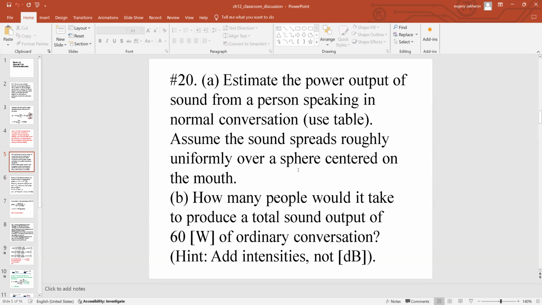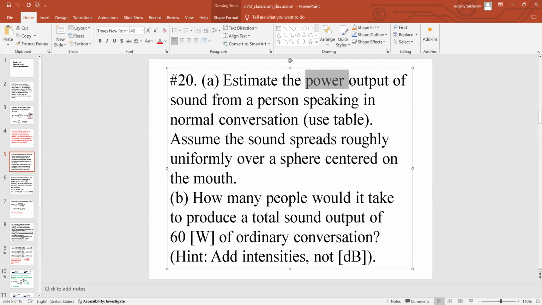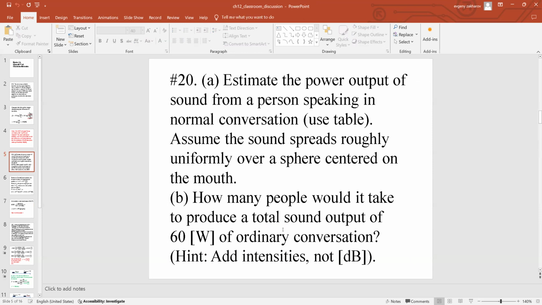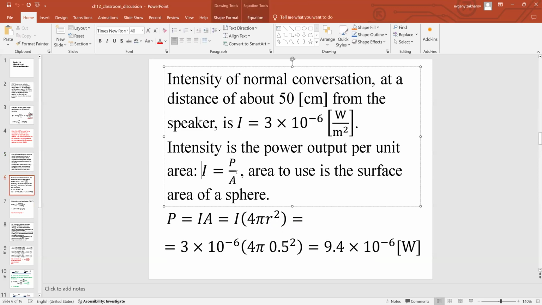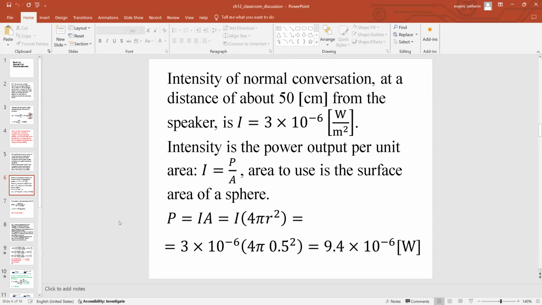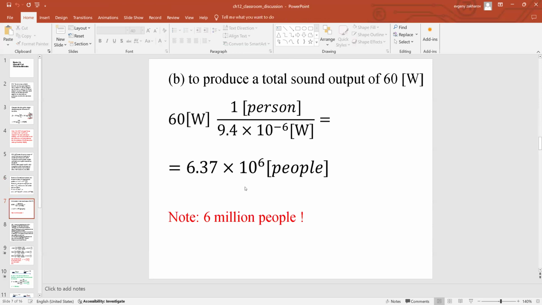So once again, you have to distinguish between the power, the loudness, which is decibels, and the intensity, which is power per unit area. So make sure you answer the proper question. Is it the power output? Is it the intensity? Or is it loudness?